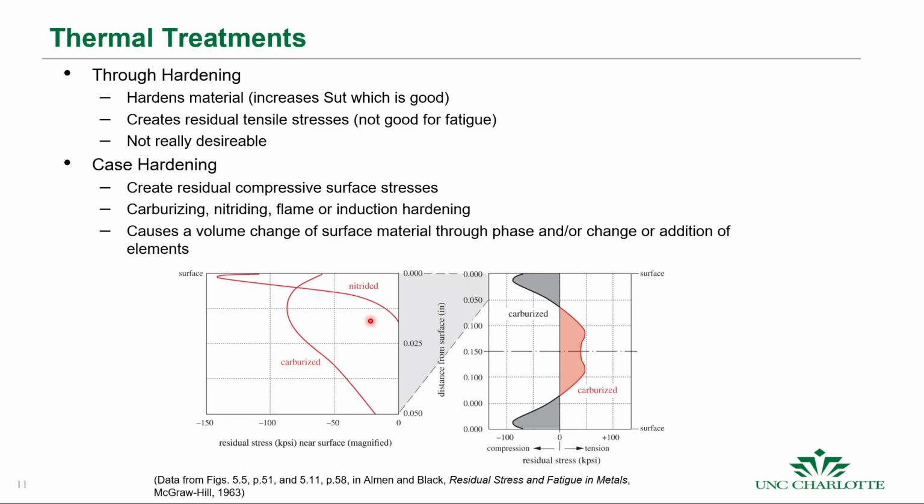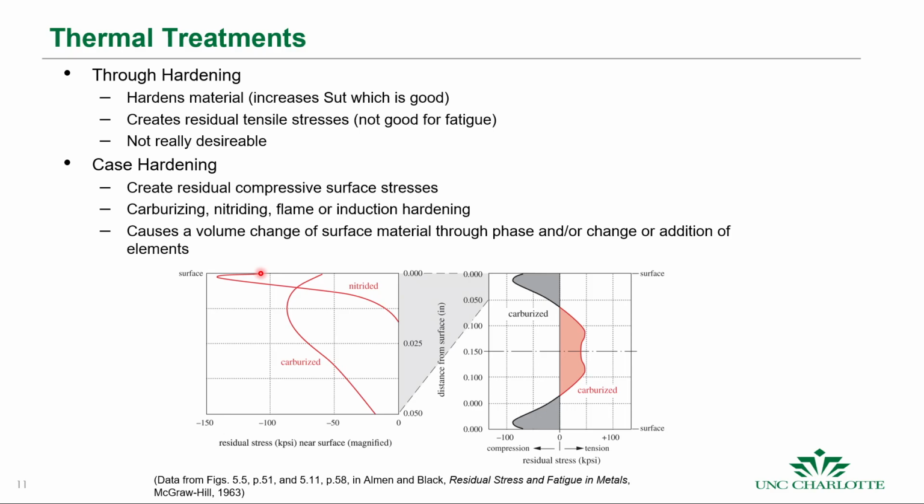So if we take the outer surface, so this would be like the surface of some component. You can imagine that this is the top of a shaft. And these are the stresses. So this is 0 stress, and this is minus 150 kpsi. This is the curve for a nitrided surface. And what you see here is that when it's nitrided, this top surface has these compressive stresses that are pretty high.